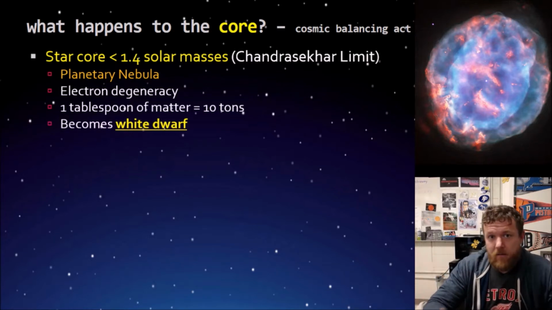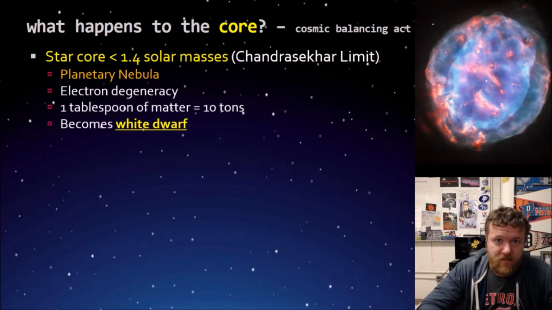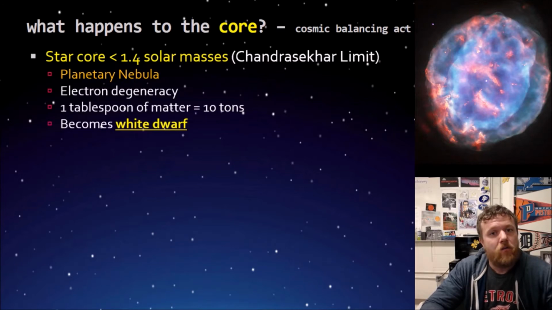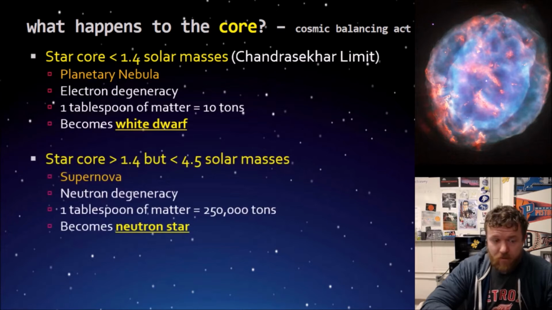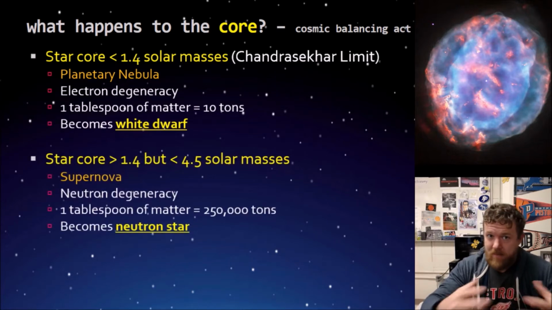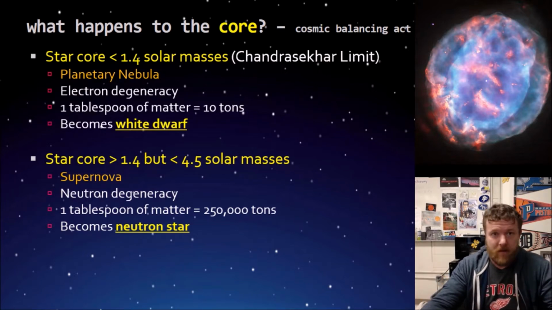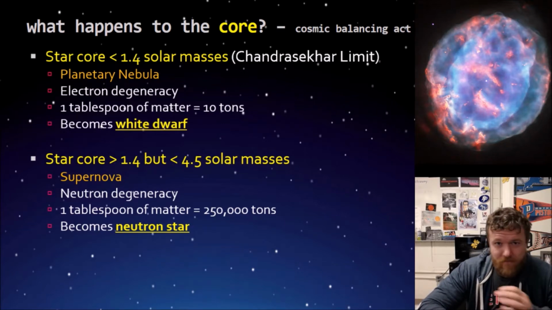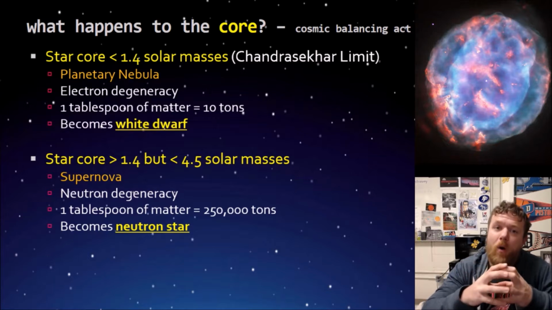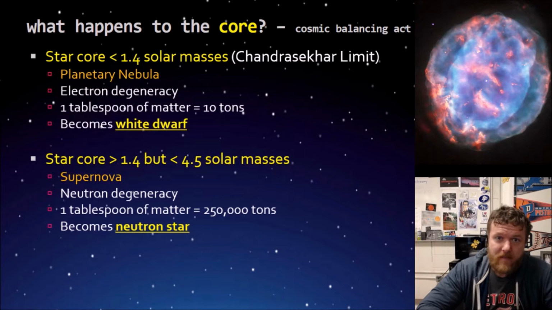And he figured out that if you have a core that is smaller than 1.4 solar masses, there's not enough pressure for a supernova. However, if you have a core that is more than 1.4 solar masses, so 1.4 is this magic Chandrasekhar limit, well, then you're going to be able to go supernova. So if you are between about 1.4 and 4.5 to 5 solar masses in your core, not the overall star, just in your core, you're going to go supernova and end up as a neutron star.